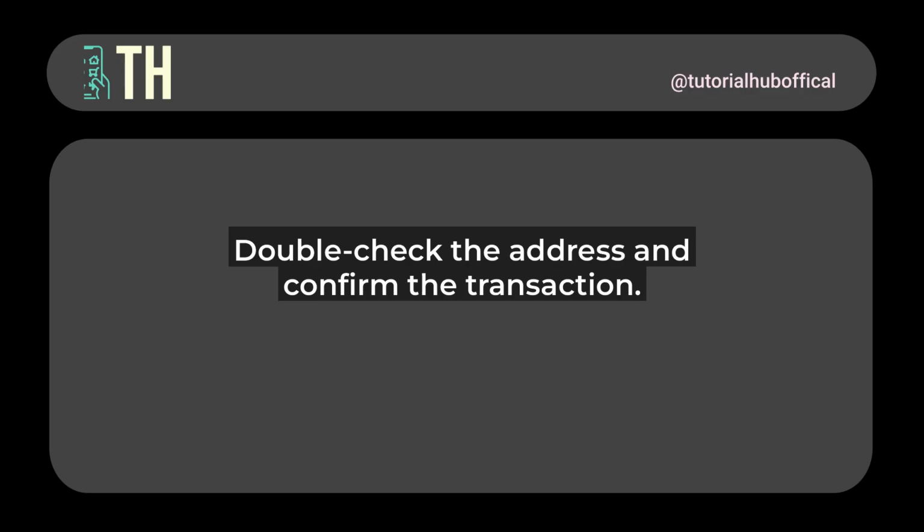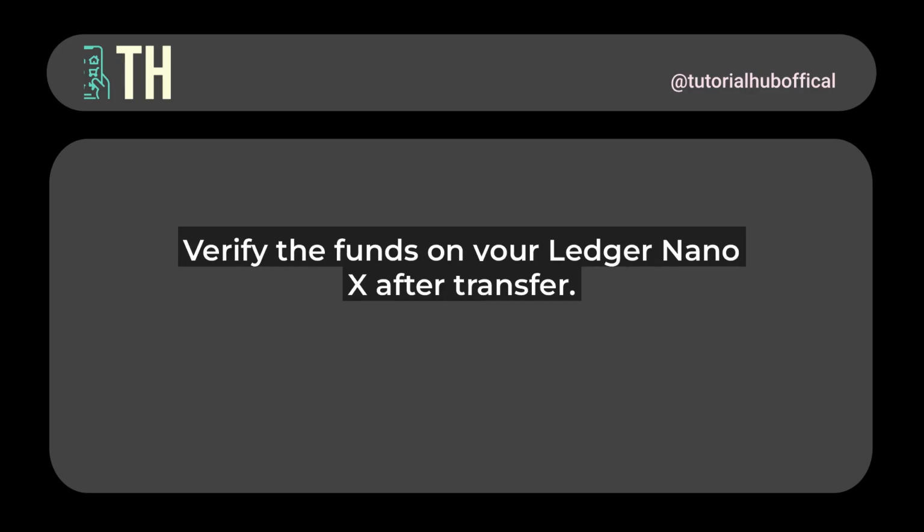Step 4. Confirm the transaction in Coinbase. You'll get a confirmation email, and the funds should appear in your Ledger after a few minutes to an hour, depending on network congestion. Once it's done, check your Ledger Nano X balance to verify everything.